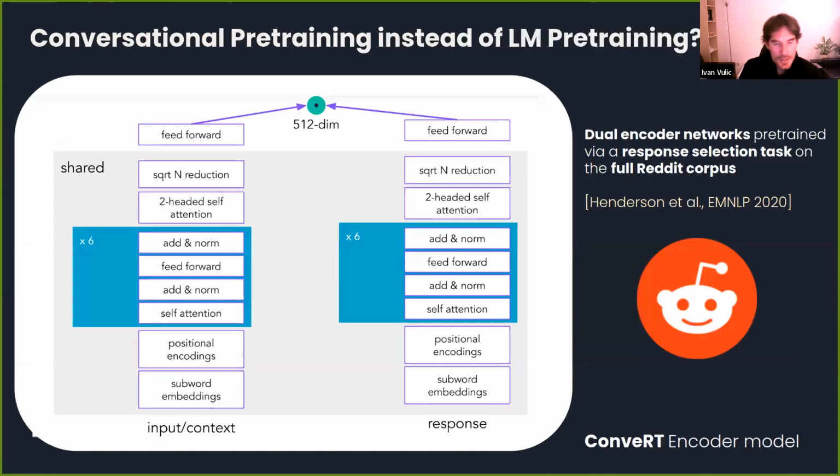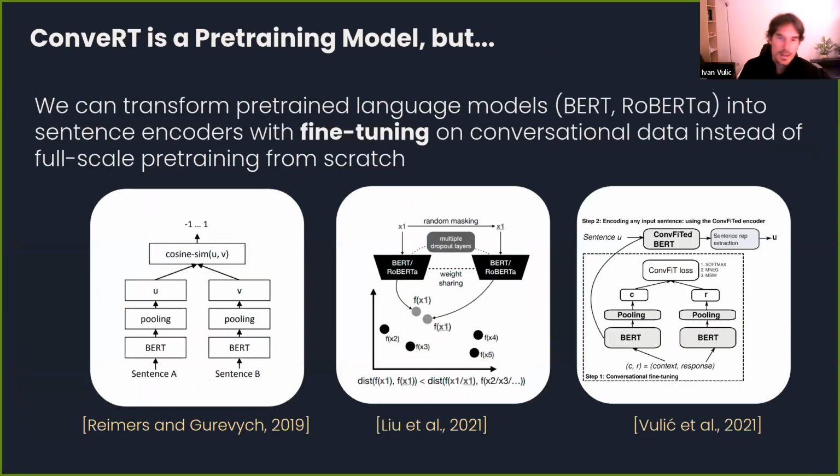And a more technical realization of this idea is in this diagram here. And this is not the only way to produce these conversational or sentence encoders, as I show in this slide. So ConveRT is a pre-training model, which basically means that we take the full Reddit data and then we start from a random initialization and just run training from this random initialization, and that's it.